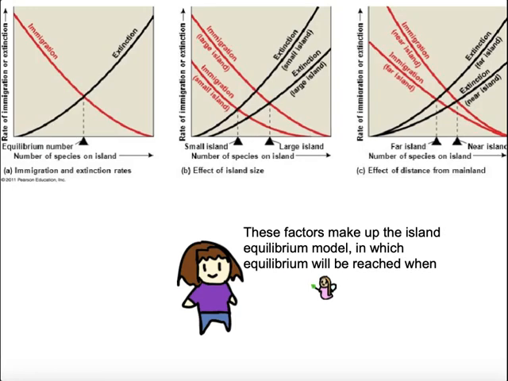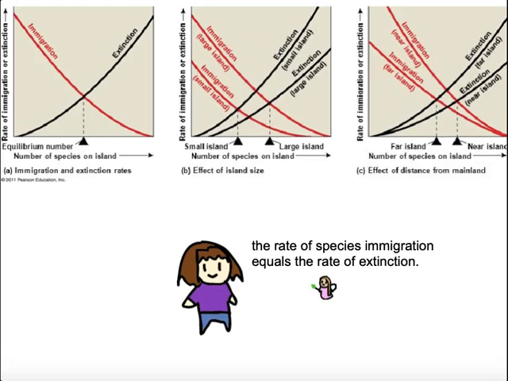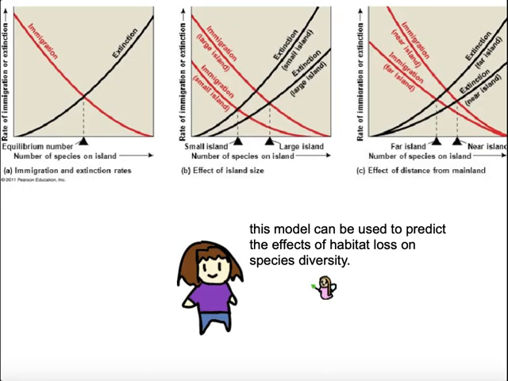These factors make up the island equilibrium model, in which equilibrium will be reached when the rate of species immigration equals the rate of extinction. Though it may only work in a limited number of cases, this model can be used to predict the effects of habitat loss on species diversity.